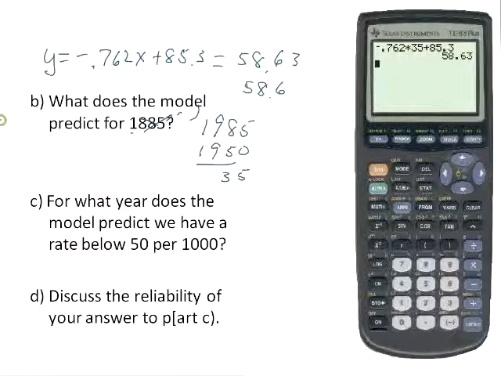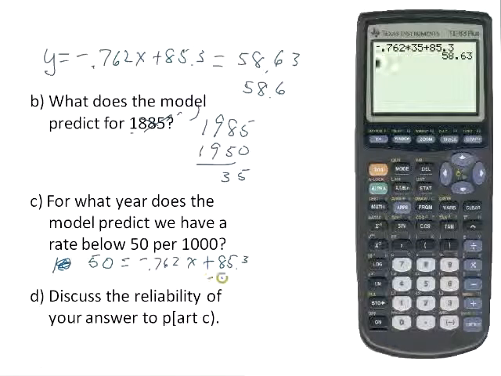Now the next part is going to be a little more difficult. It asks, for what year does the model predict that we have a rate of 50 per 1,000? So what we want to do this time is take an equation. The y value is going to be 50, and we want to solve for the x. So that's negative 0.762 times the x plus the 85.3.